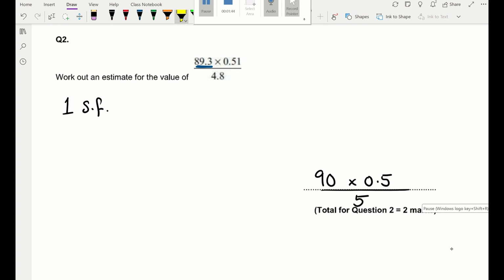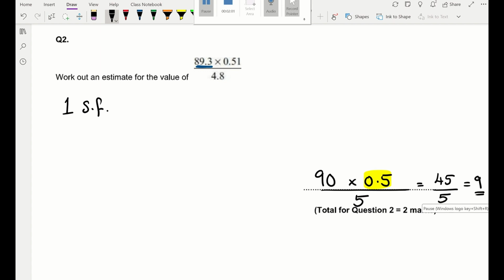And the reason I leave this as a decimal is because multiplying by 0.5 means halving something. It means dividing it by 2. 90 times 0.5 is 45. Divided by 5, the answer is 9.